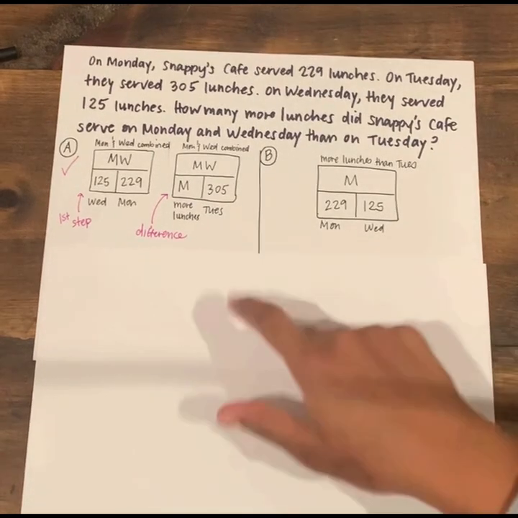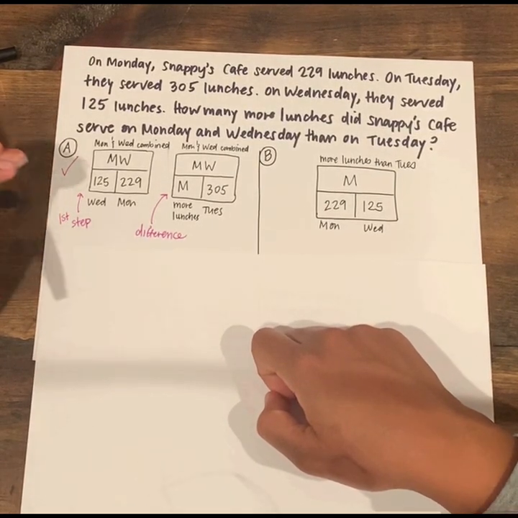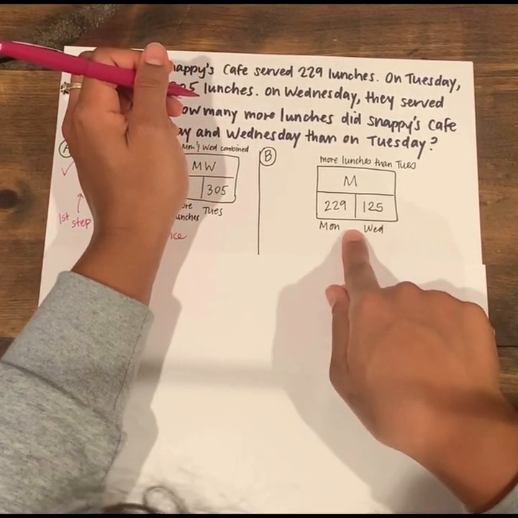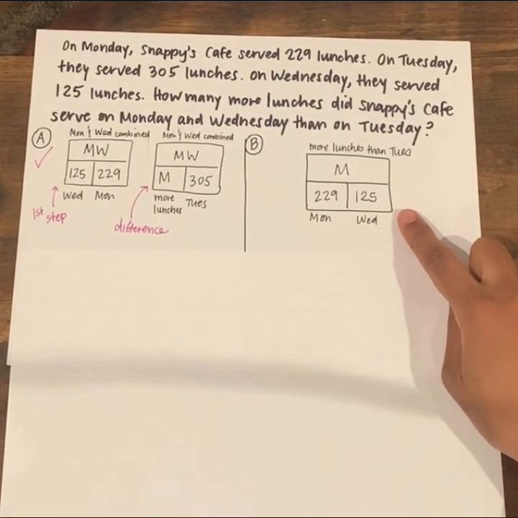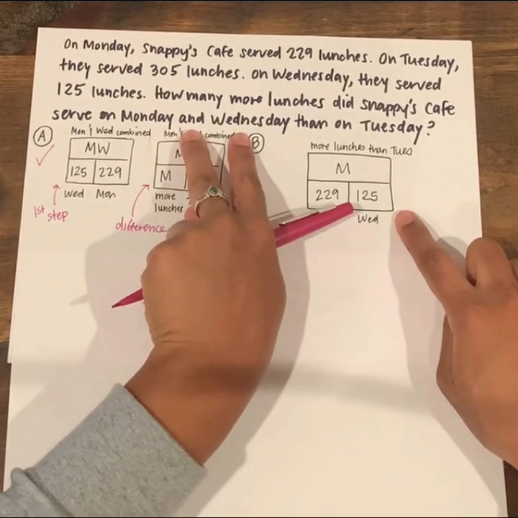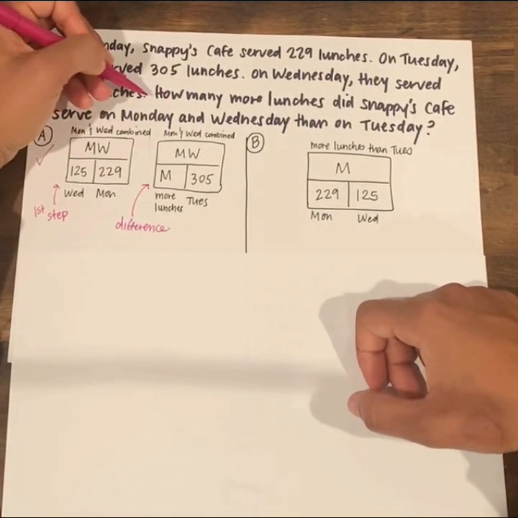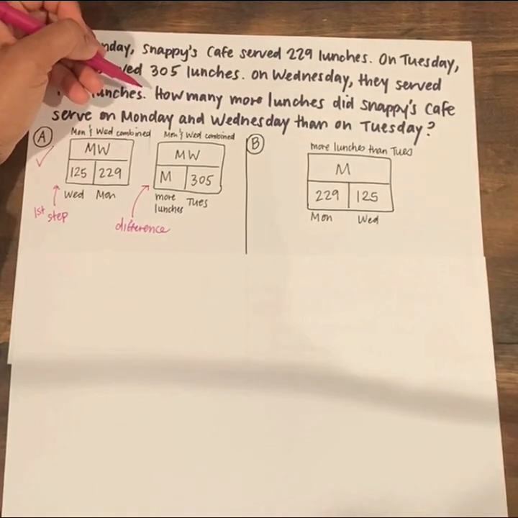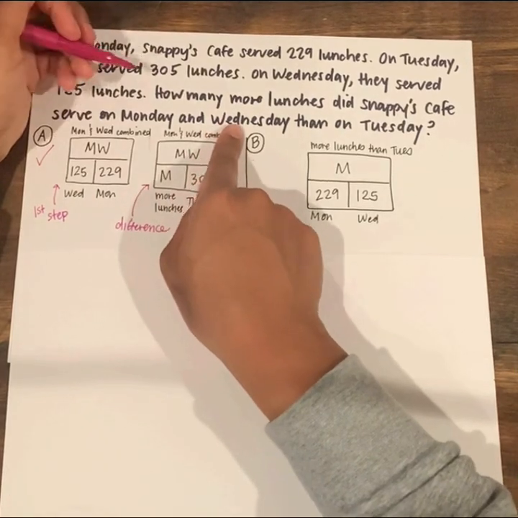That's exactly right. Student B did not think about which two amounts we were comparing, and they read the words how many more and thought that if they added Monday and Wednesday, that would tell them how many more. Their representation does not accurately show the relationship between Monday and Wednesday and Tuesday's amounts. In the problem, which amount should be larger, Monday and Wednesday's or Tuesday's? That's right. It's Monday and Wednesday's because the problem tells us.